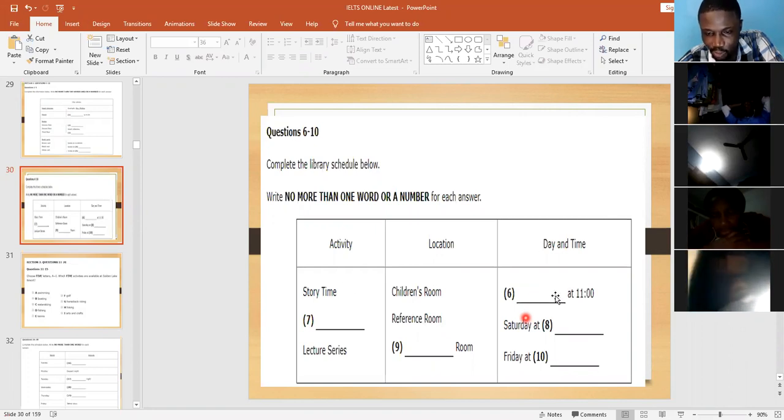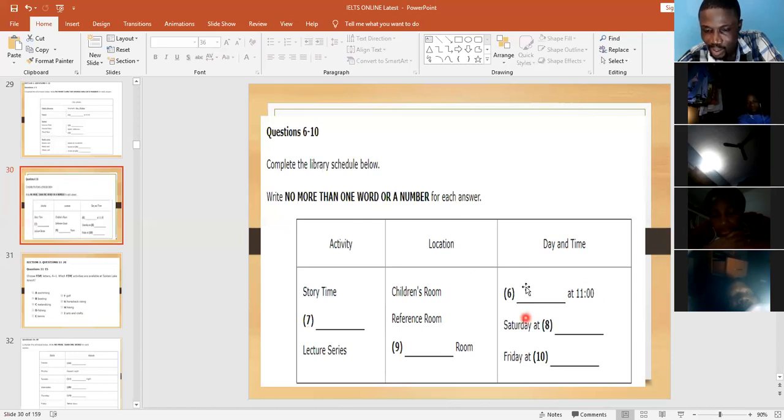What you are looking for is when they mention a day here. What you are looking for is an activity. They keep changing it from one time to the other, but stick to what you know. What you are looking for here is a time. What you are looking for here is a location. What you are looking for here is a time. So when you get to a particular place, you know what you are looking for.